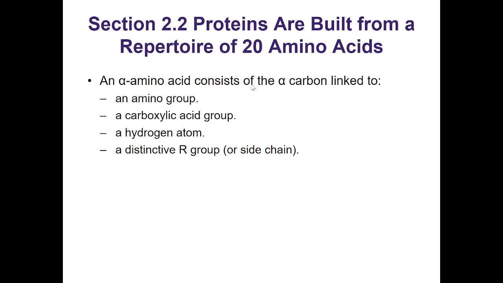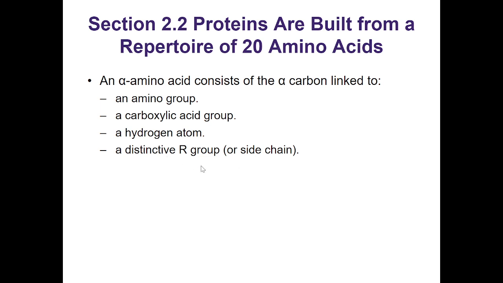Okay? Now, anybody remember what alpha meant? So when we talked about functional groups in organic chemistry, alpha was always that first carbon after the functional group, right? That's why that's referred to as an alpha amino acid, an alpha carbon. It's because it has the functional groups attached, the carboxylic acid, the amino group, which is an amine, right? Nitrogen. And a hydrogen atom, which is not a functional group, but has one. And a distinctive R group.